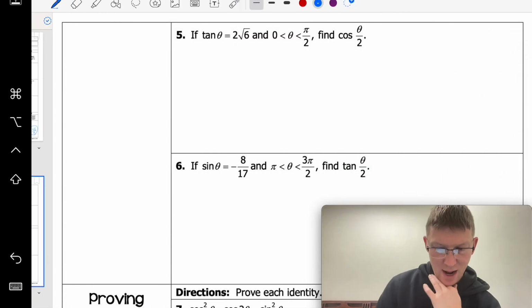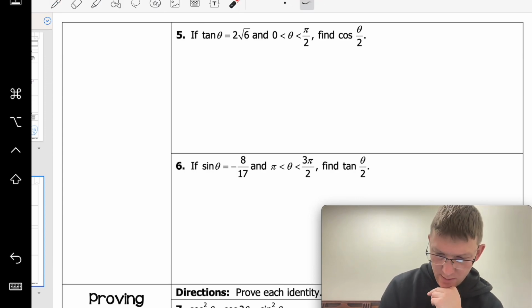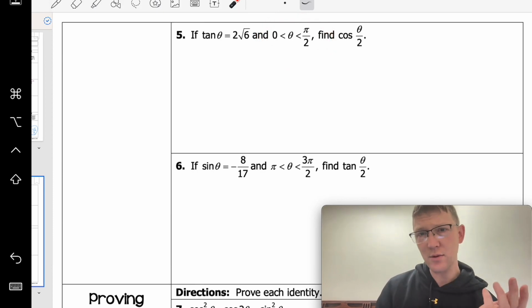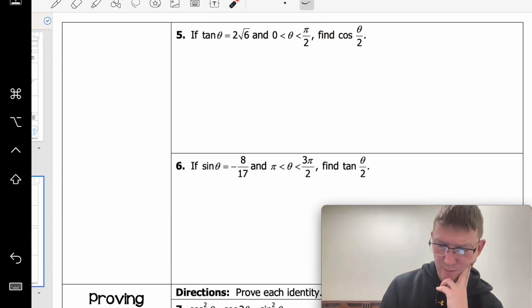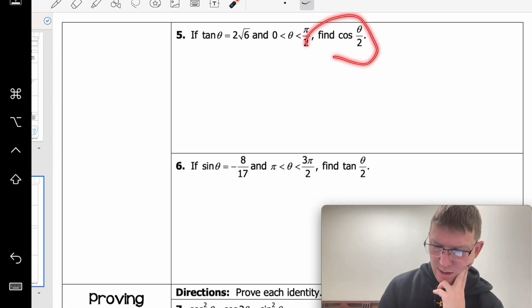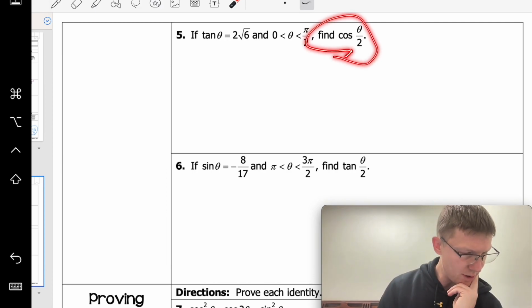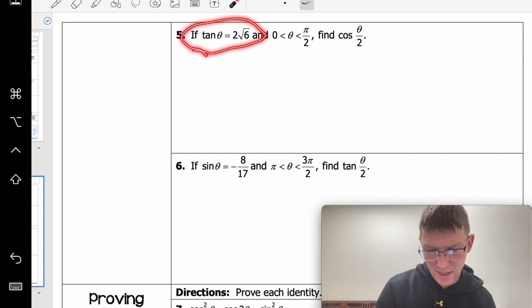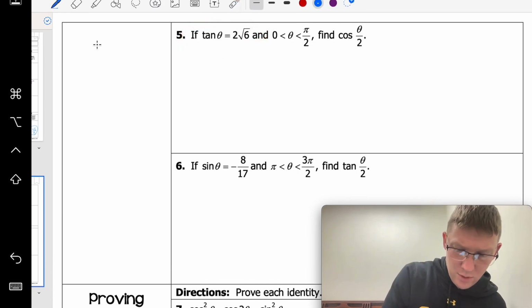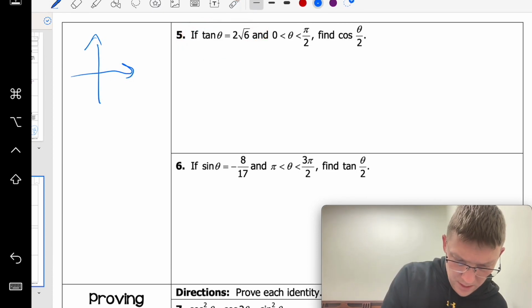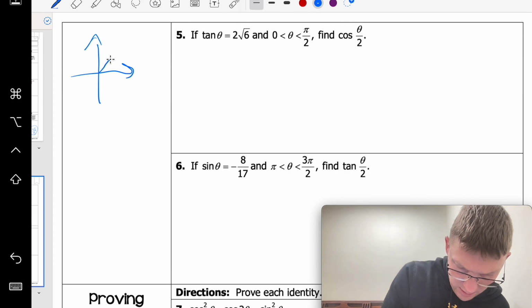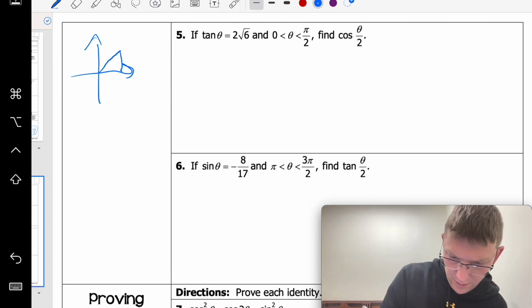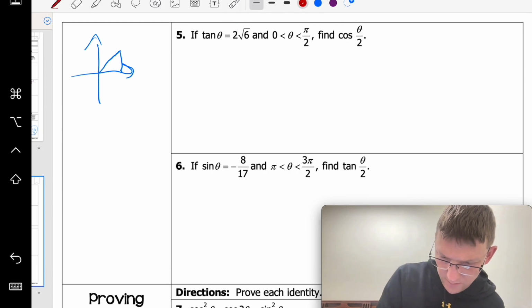So I'm looking at number 5 here. We've got our range 0 to pi over 2. I love that quadrant because everything's positive, so I don't have to care about anything there. Find cosine of theta over 2. I'm looking at my formula. Cosine of theta over 2. I need a cosine, and this is a tangent. So that means that I am going to have to draw a picture and use the Pythagorean theorem to figure out the rest of my sines and cosines.